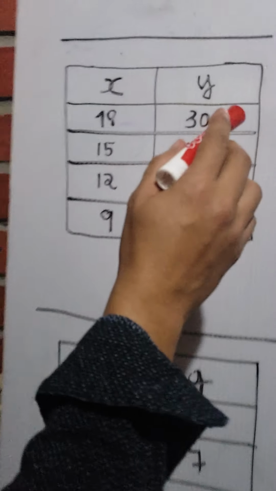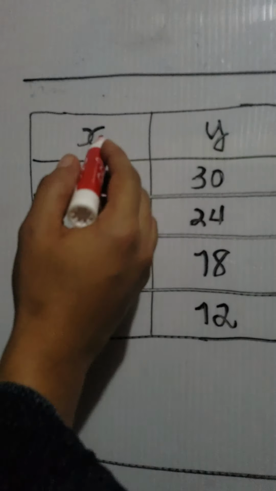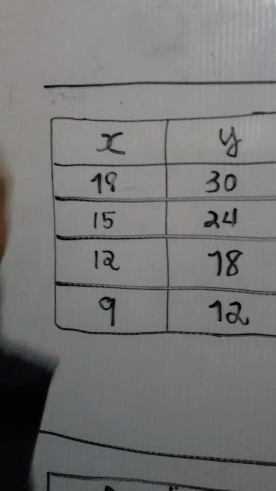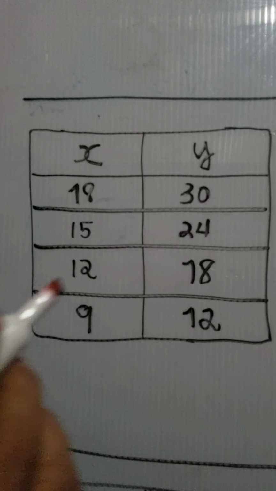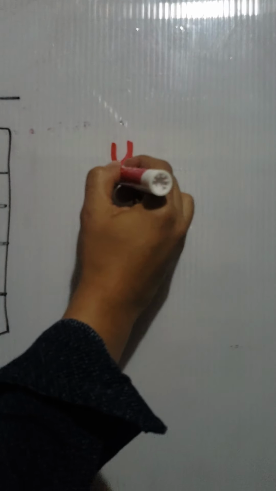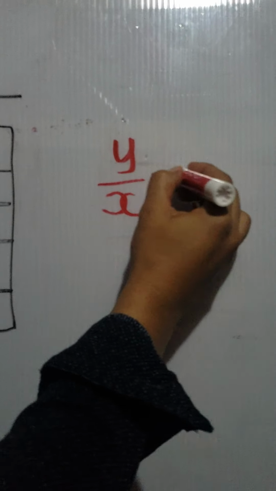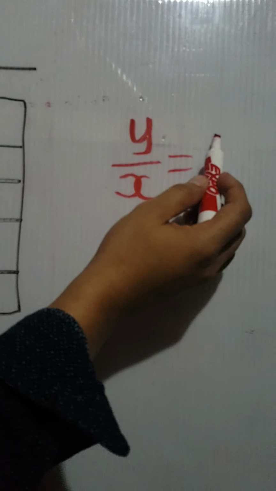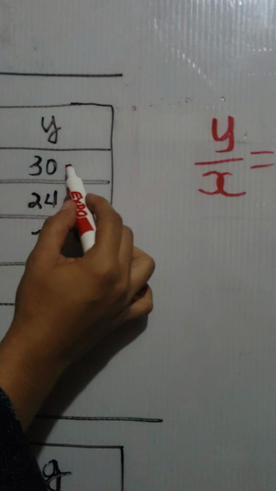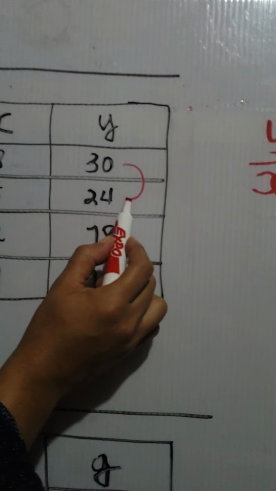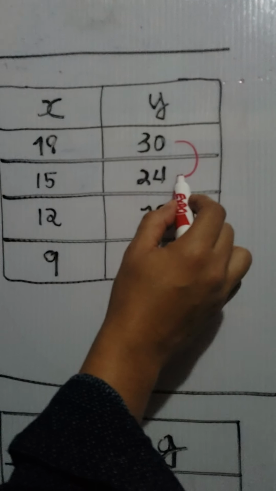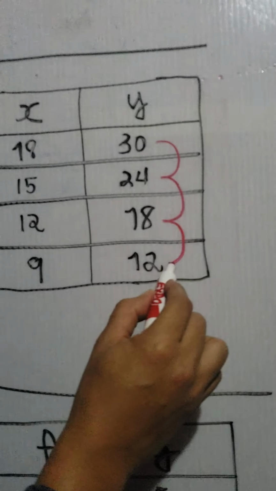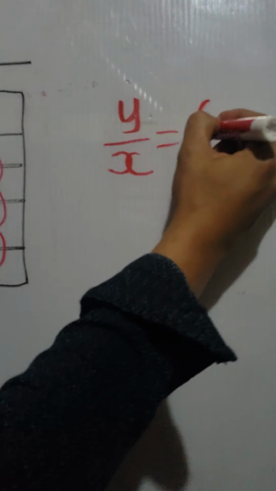This is the first exercise, in which we have all the data of the x and the y, and we have to write the equation here. The formula is y over x. Now the pattern: we have to find the y value and find the pattern. From 30 to 24, there's 6. And from 24 to 18, 6. And from 18 to 12, 6. So the pattern is 6.